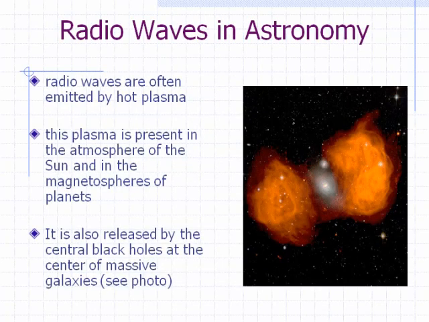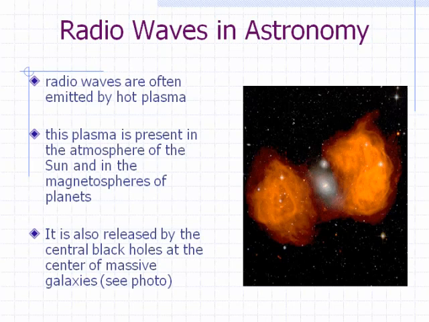In astronomy, radio waves are important because radio waves tend to penetrate obscuring material. Much of our galaxy center is obscured by dust and gas, which absorbs visible light, but radio waves actually pass through a lot of this. And radio waves are also emitted by hot plasmas.